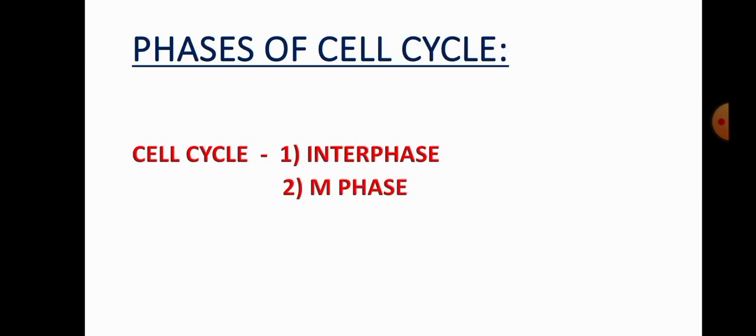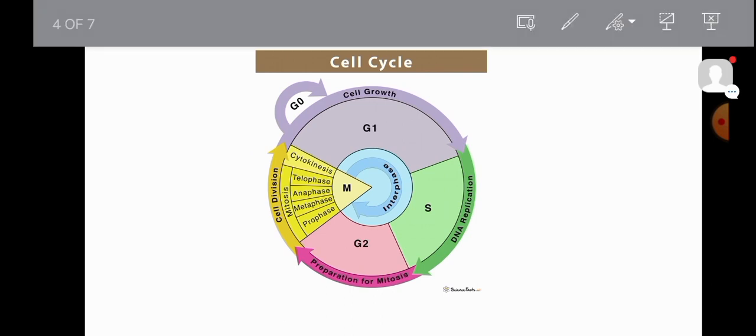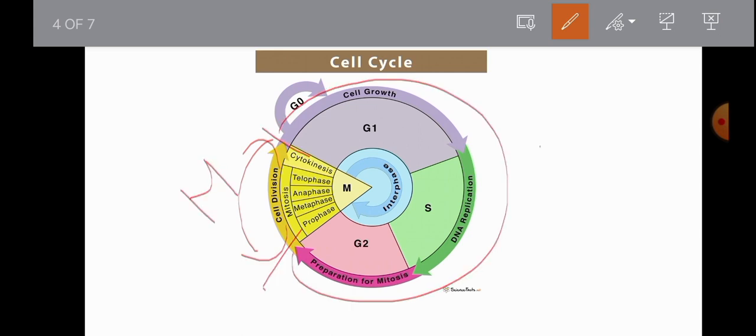So there are phases of cell cycle. There are two phases, okay? That is interphase and M phase. Interphase is also known as resting phase. M phase is also known as mitosis phase. So this is a schematic diagram of the cell cycle. As I explained, there are two phases of cell cycle. One is mitosis phase, that is M phase, and one more is interphase, that is resting phase.